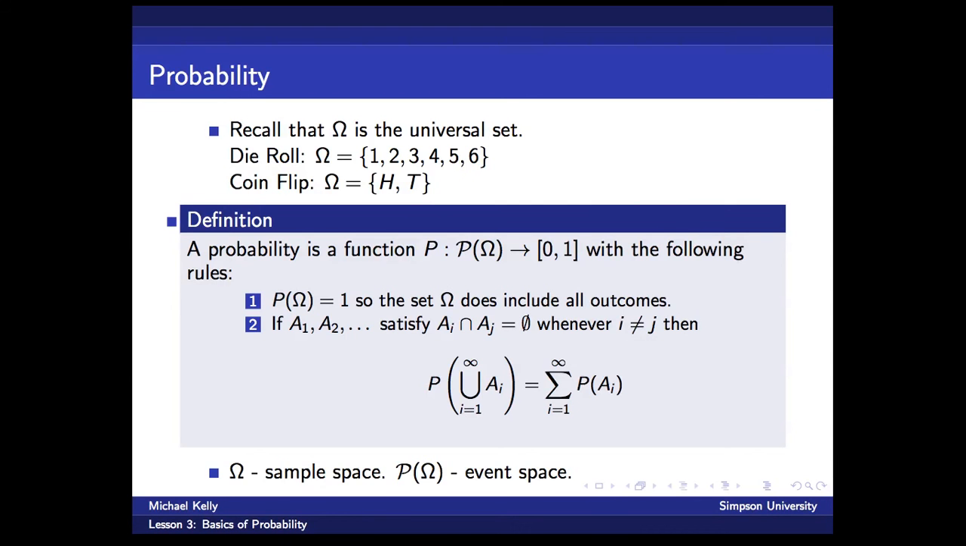And since we're doing probability, from now on we're going to call omega the sample space and the power set of omega the event space. And any element of P of omega is called an event. That's a little bit informal, but it's going to be okay for this class.